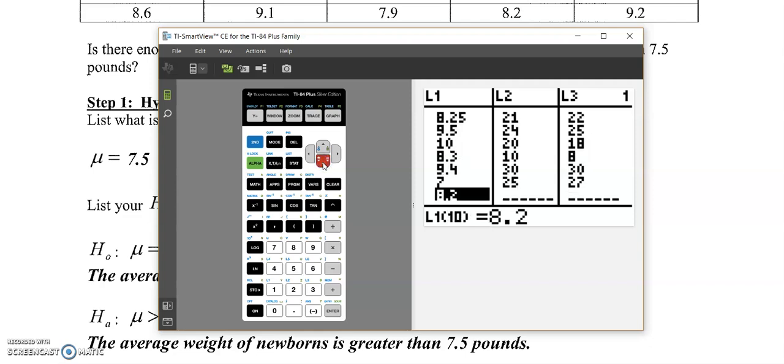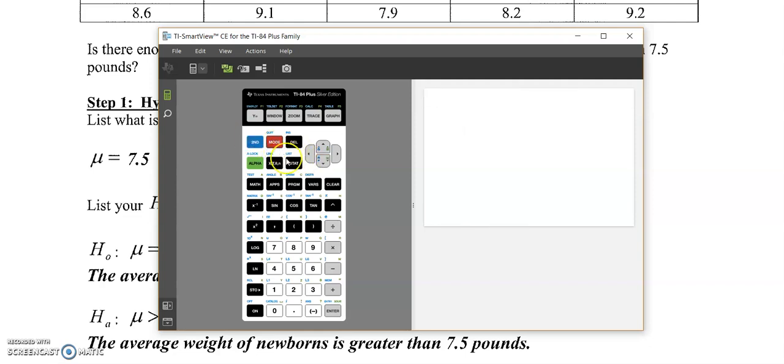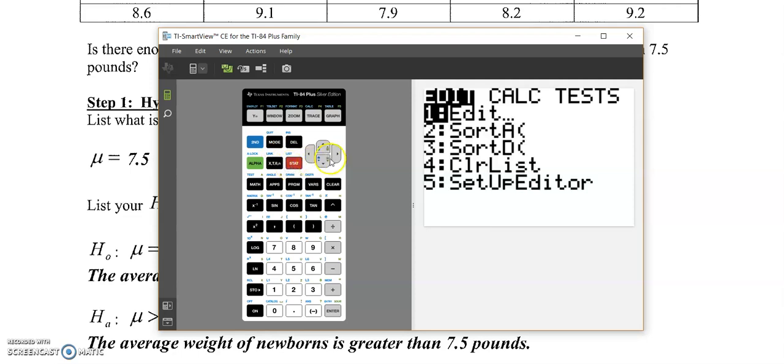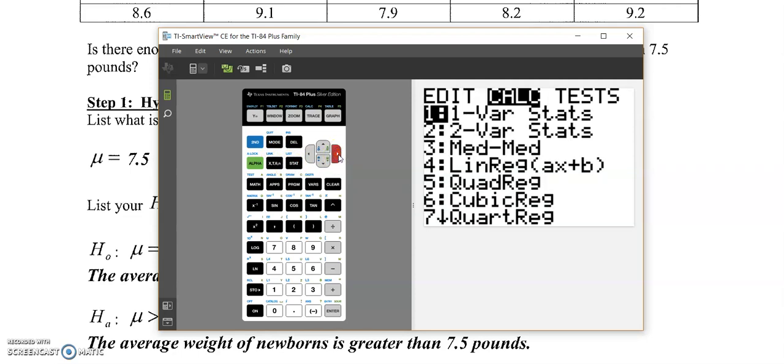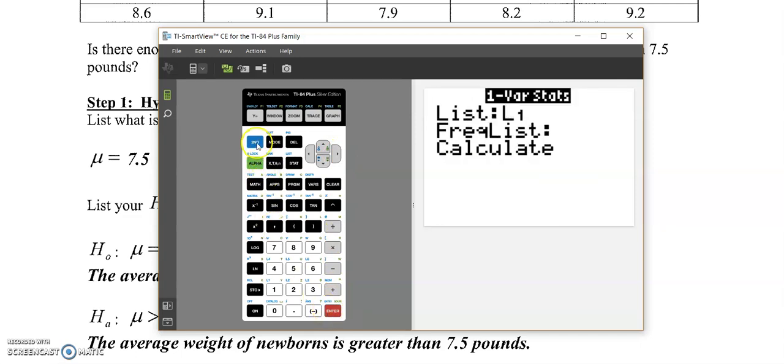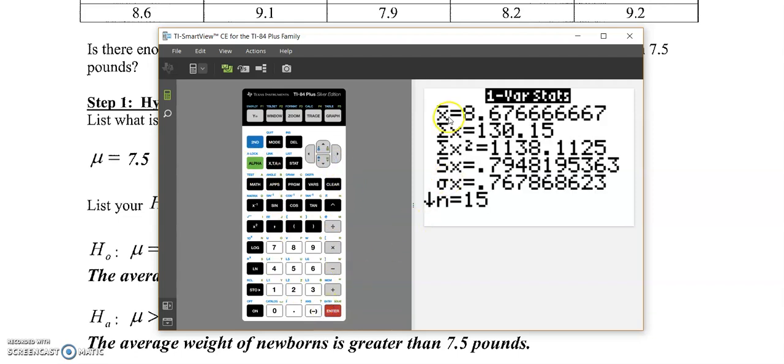Now if I want to find the sample average, I'm going to press second mode. I'm going to press stat, to the right for calculate, choose number 1 for one variable statistics, choose list 1 by hitting second 1, and push enter, or go down to calculate, push enter, and you notice that X bar is 8.676666666667, and our standard deviation is 0.7948.